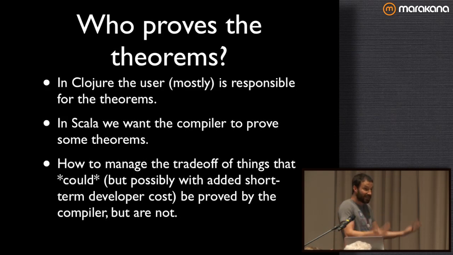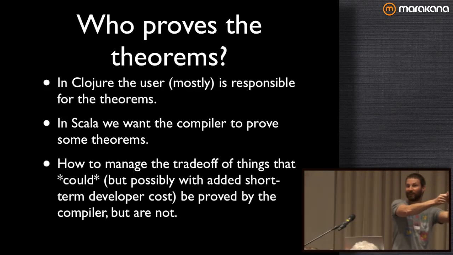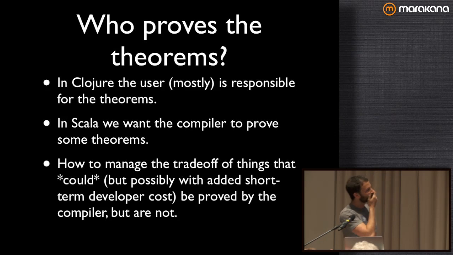Okay. So we want the compiler to prove some theorems in Scala. That's great. As many as possible is good. And then there's this question of how many we're going to hope that it will prove for us. Maybe all of them. So the question is how to manage the trade-off between things that could in principle be proved by the compiler, but in practice are just a major pain.